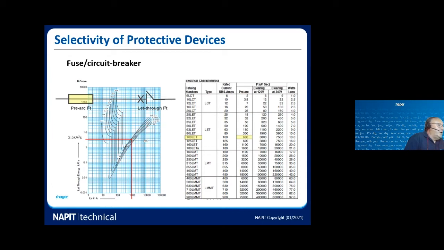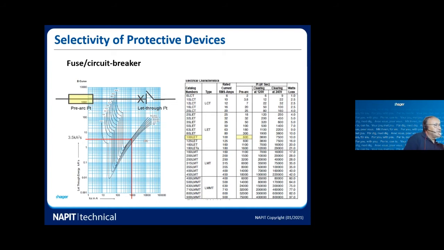This is the graph, if you can see on the left-hand side, of the let-through energy on the y-axis versus the amount of current, so versus the fault current. It's a weird shape, this graph, because it starts off in thermal operation, if you like, and then there's always a vertical line when the magnetic part of the circuit breaker takes over, and then there's more or less a straight line that goes diagonally upwards and right.